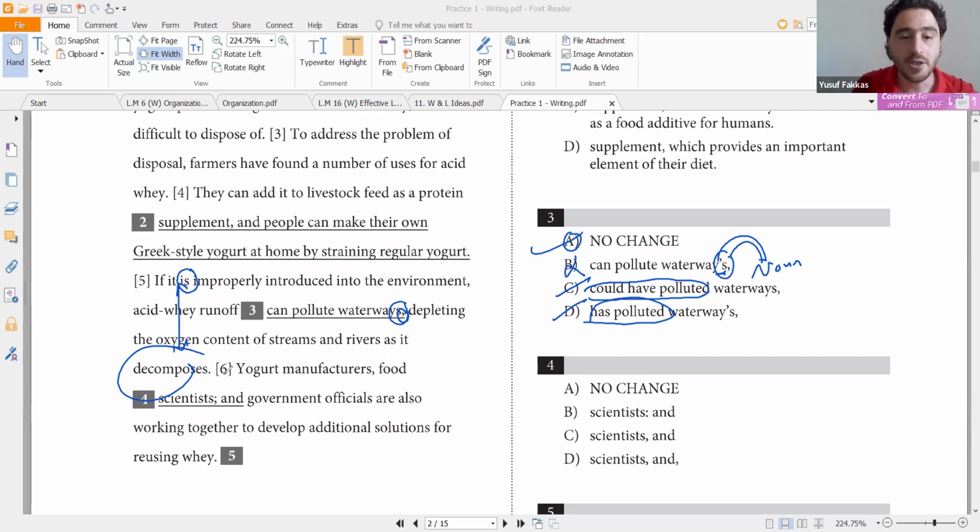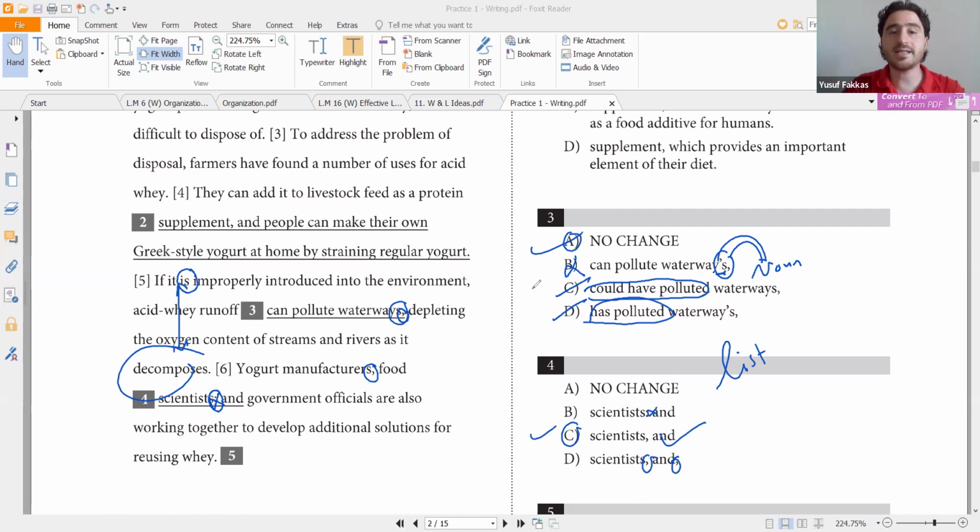Let's continue. "Yogurt manufacturers, food scientists; and government officials are also working together to develop additional solutions for reusing whey." So what do we have here? We have a list. What kind of punctuation do we have in the list? Comma before and? Comma. Exactly. So the answer here is C. I cannot use a semicolon before and, or a colon, and I cannot use a comma before and after it. So the best answer is C.